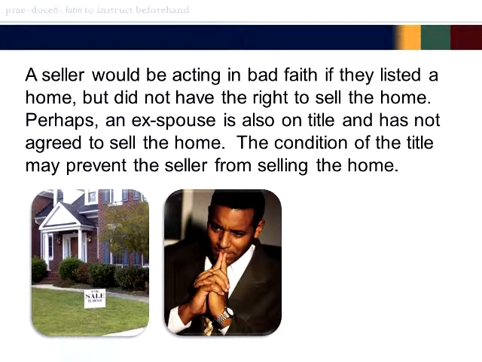A seller would be acting in bad faith if they listed a home but did not have the right to sell the home. Perhaps an ex-spouse is also on the title and has not agreed to sell the home. The condition of the title may prevent the seller from selling the home.